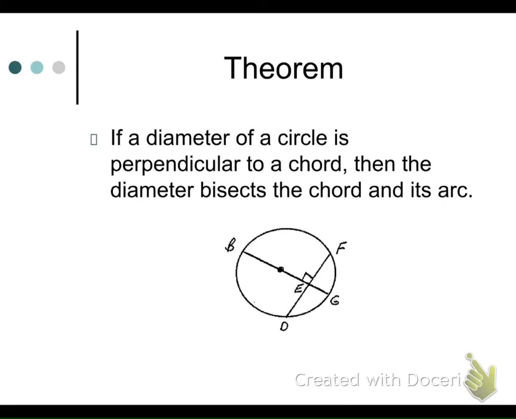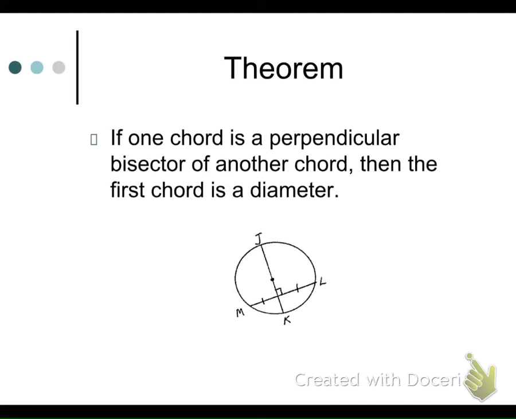When it says bisect, what does it mean about these two segments? Yep, they're going to be the same, and that also means that the arc and the chord, so these are also going to be the same. Okay, so our next theorem is if one chord is the perpendicular bisector of another chord, then the first chord is the diameter. So if we see that it's been bisected, forms that right angle, then we know that this has to be the diameter.